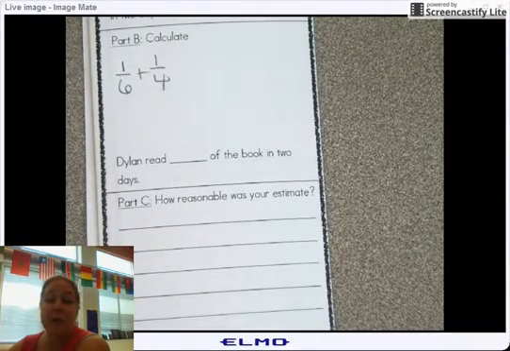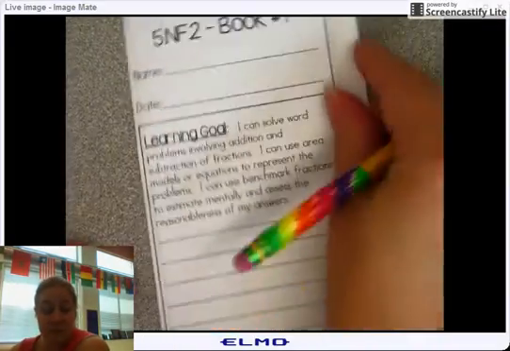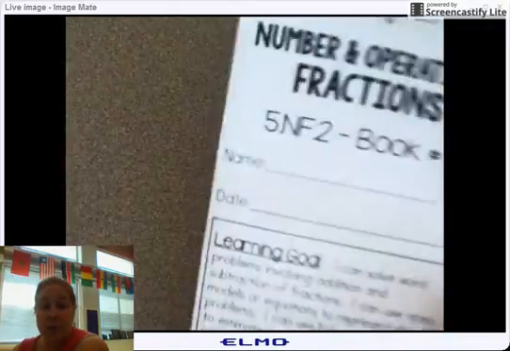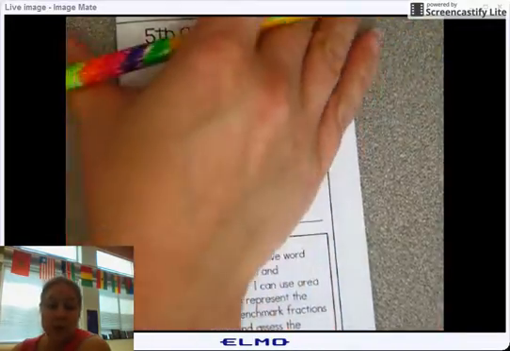Now don't forget when you are done that you need to stick this in your clear plastic sleeve in your math notebook, please. Because when I go to check your notebooks, I will be making sure that you have these completed.